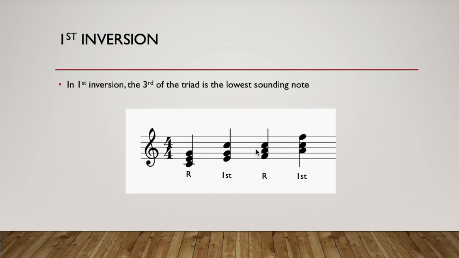So just like over here with our F major triad, if we invert it one time by taking that F from the bottom, moving it up an octave, now the third is the lowest sounding note, we're in first inversion. And oftentimes in music, we're going to see our triads spelled out in different ways, and they're not going to look all neat and tidy like this. But if the third is the lowest sounding note, we'll know that it's in first inversion.